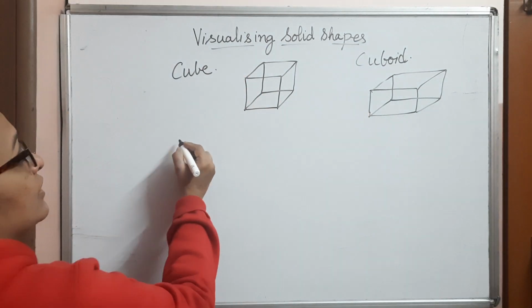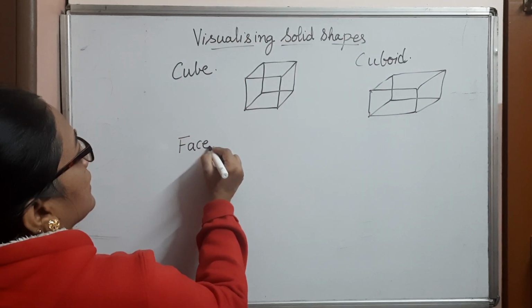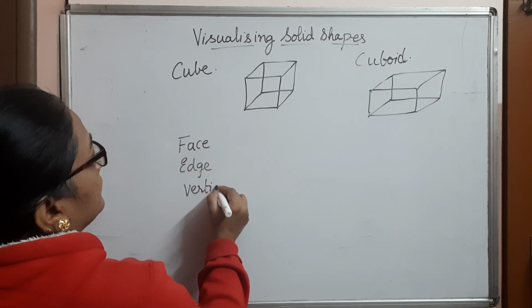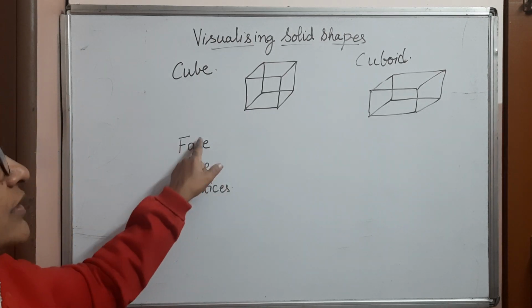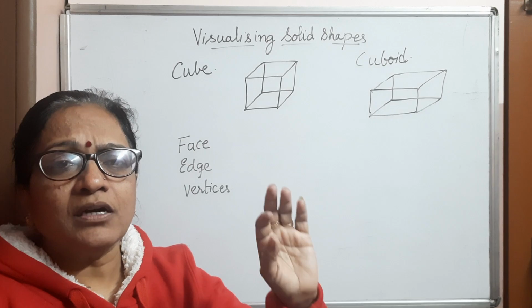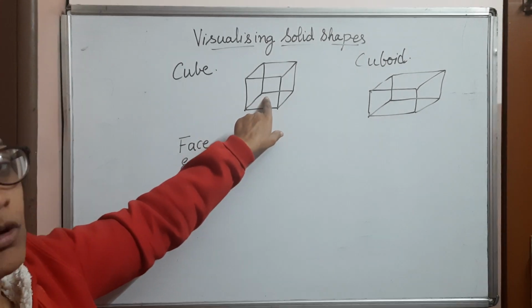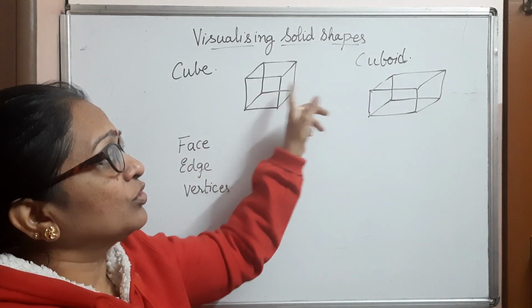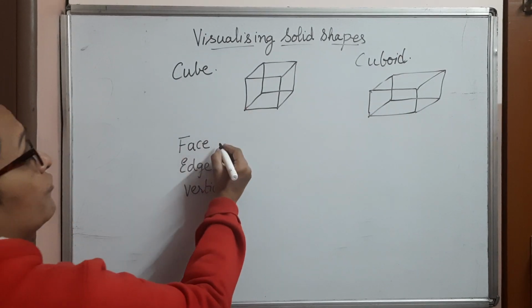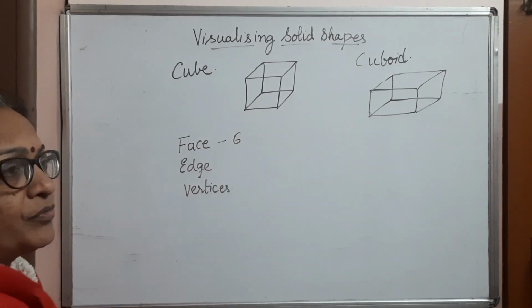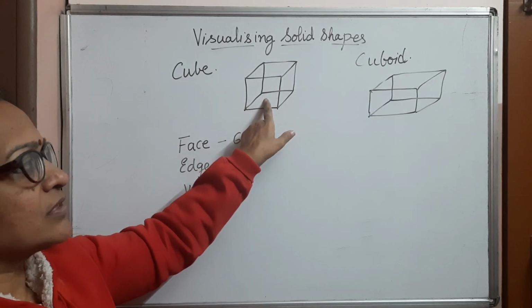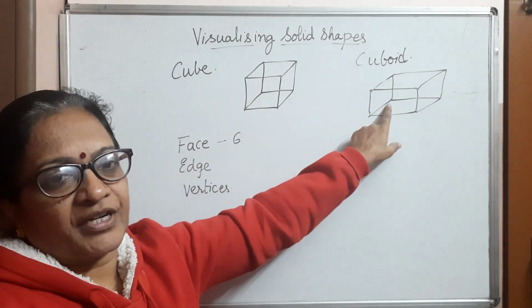Now coming to the terms face, edge and vertices. What is a face? As I told you, the side which is visible to you is known as the face. In a cube or a cuboid, both of them are alike. The number of faces is 6 in both. The only difference is this face is square and this face is rectangular.